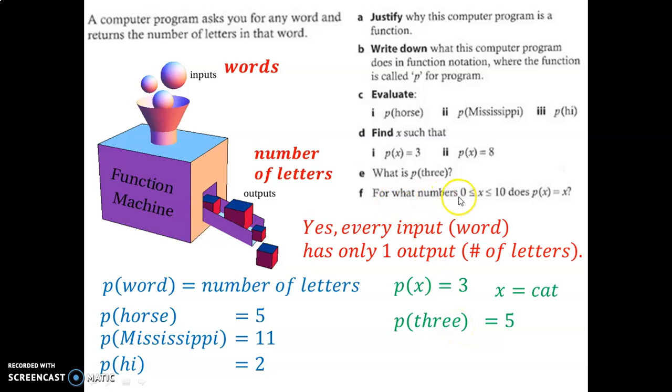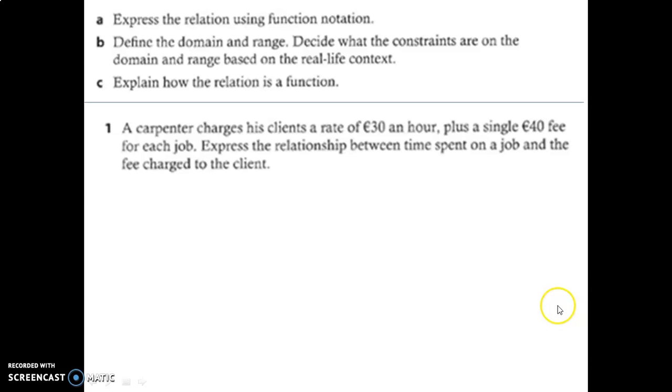And finally, for what numbers, 0 to 10, does P of x equal x? Okay, so now, what numbers can you input here? Just like we did 3 here, what numbers, in written form as you write them out, could you put there and get the same number here? All right, where x is between 0 and 10. Well, the only one that works is P of 4. So I put in 4 in here, and the output is 4 because there's 4 letters in the written form of the number 4. No other number has the same number of letters as the number it represents, all right? So think about that one.